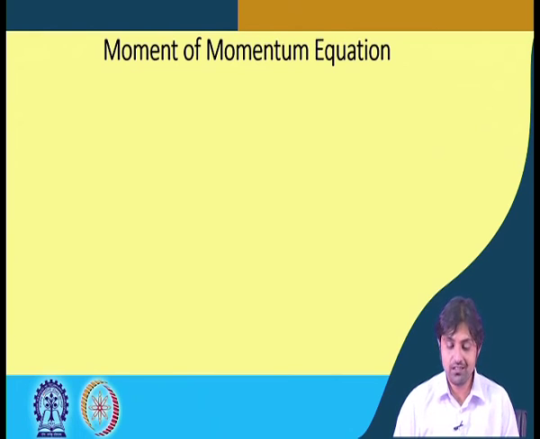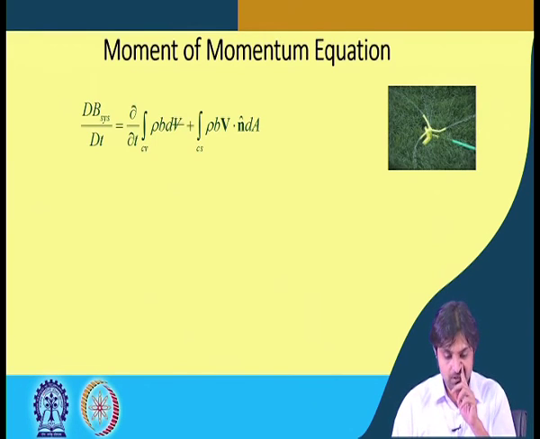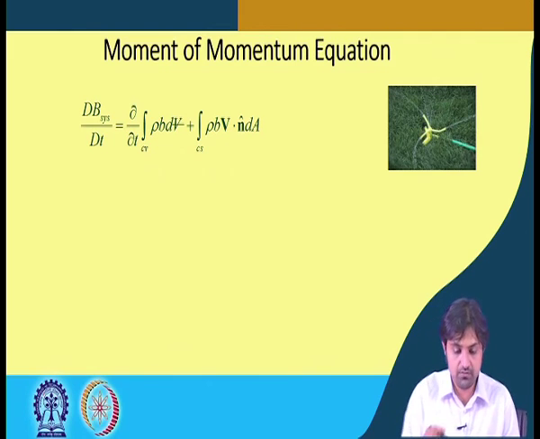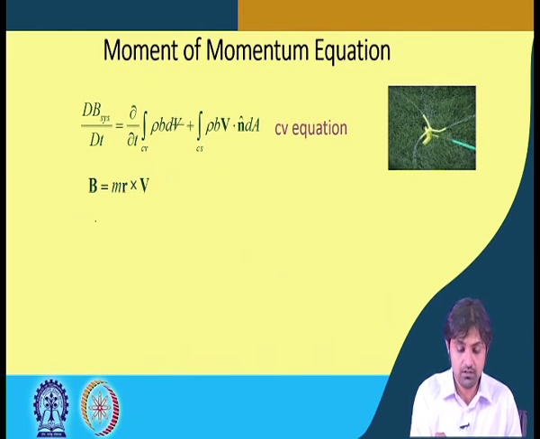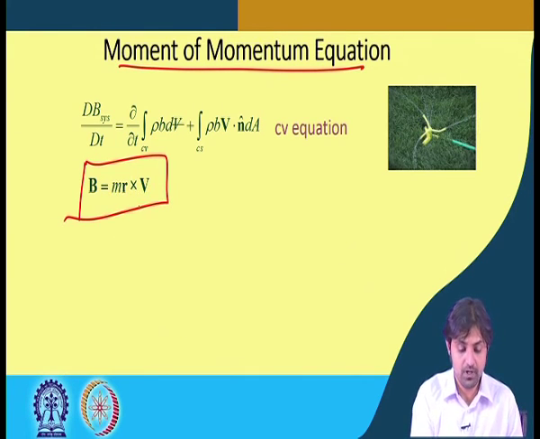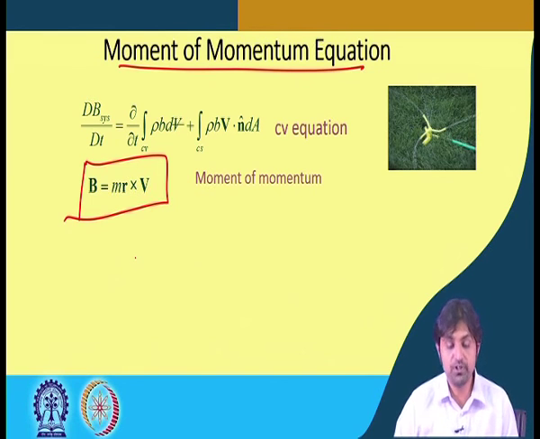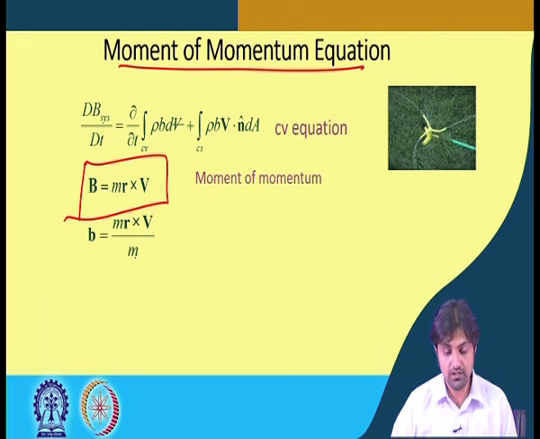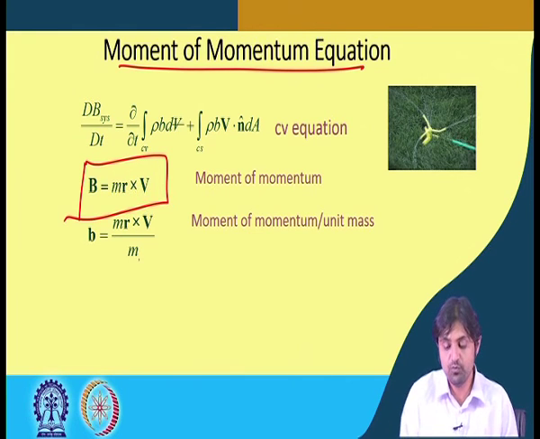Now similarly there is something called the moment of momentum equation. We are not going into detail, but just to show, here the capital B for deriving the moment of momentum equation we can assume m r into V, moment of momentum, or m gamma into V. This r is actually nothing but gamma, and small b will be m r into V by m, so moment of momentum per unit mass.